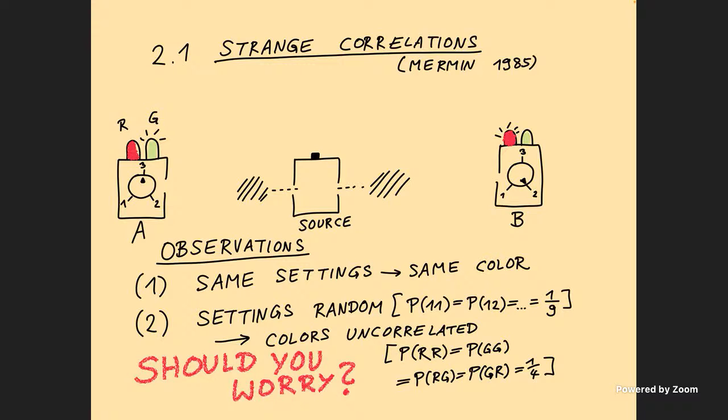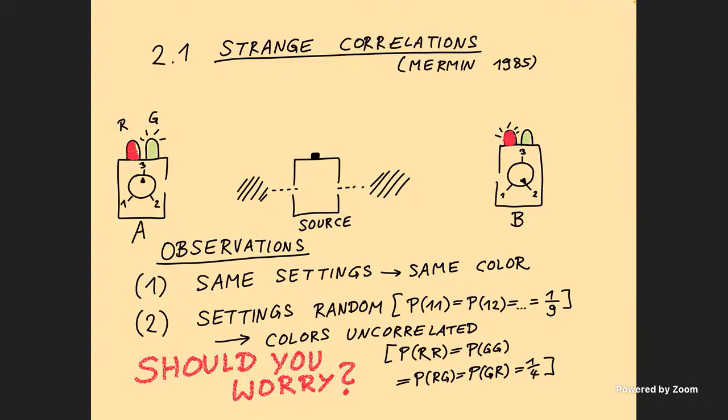It need not be always red, it can also be green, but the color on the left box is equal to the color on the right box in all the cases where the settings are the same. And then secondly, you do another series of experiments where you take the settings completely randomly. So in other words, the combination 1-1 is just as likely as the combination 1-2 or 1-3 or 2-3 and so on. There are 9 combinations, so each of these combinations occurs with 1/9 probability.